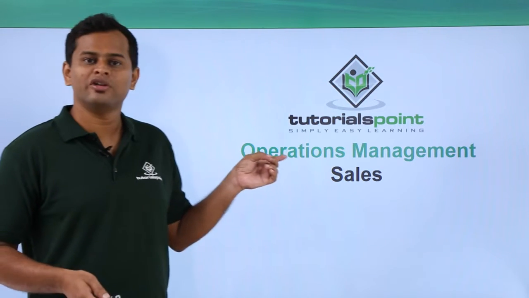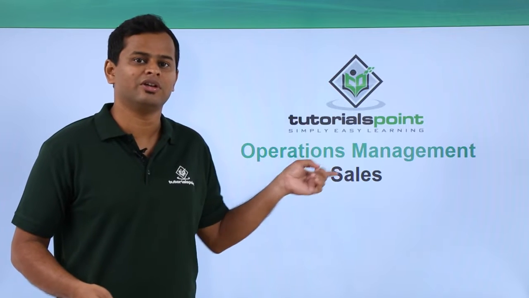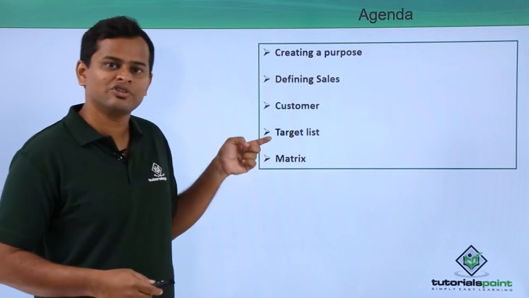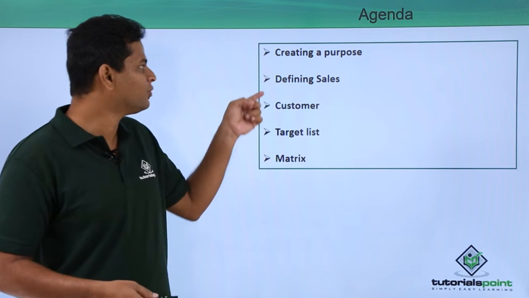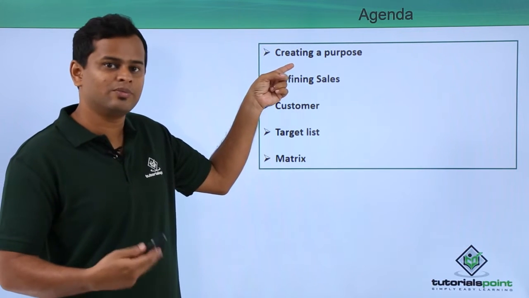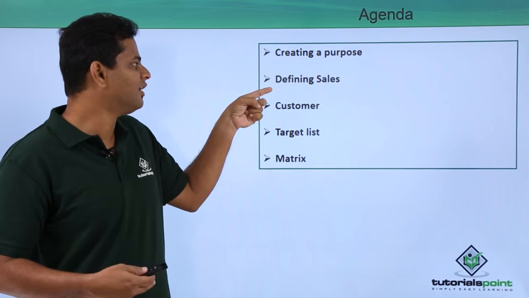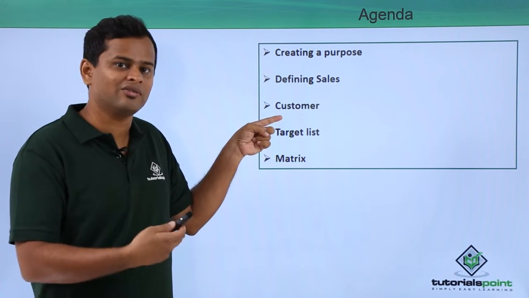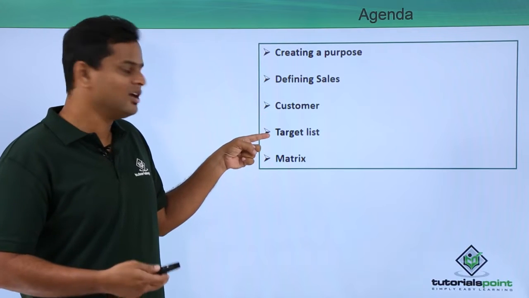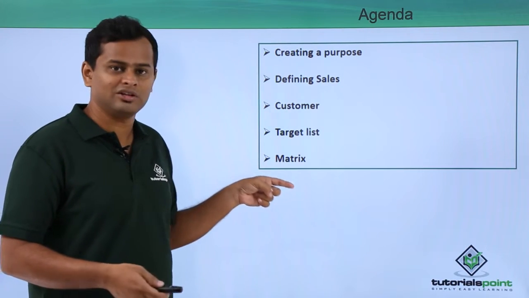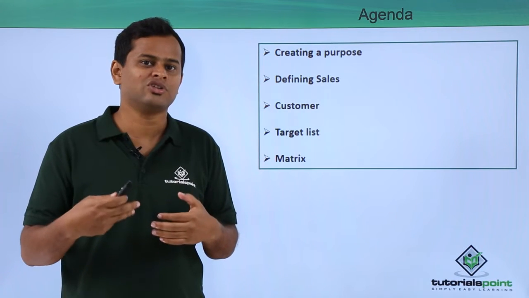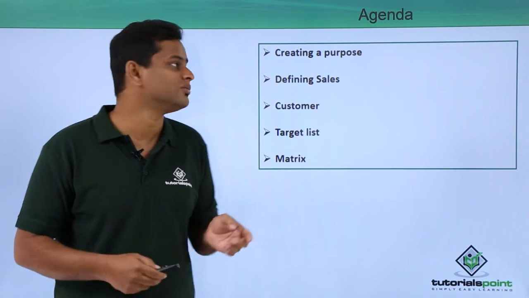In this video, we are going to understand operations management and under that, sales operations. So these are all the various subtopics that we are going to cover in sales operation. One is creating a purpose for having sales, and then defining sales customers, what kind of customers we are going to have in sales. We need to understand that, the target list, how to make it, and then metrics, how to prepare that before we start negotiating or interacting with our customers.